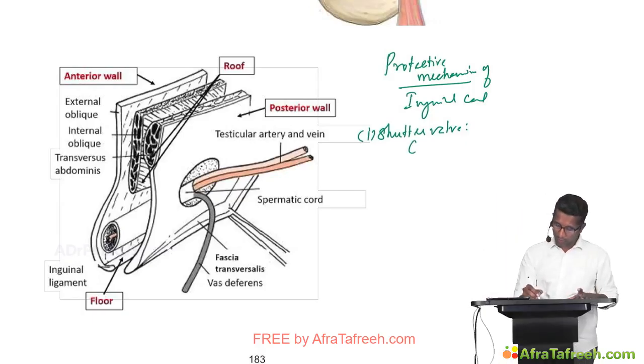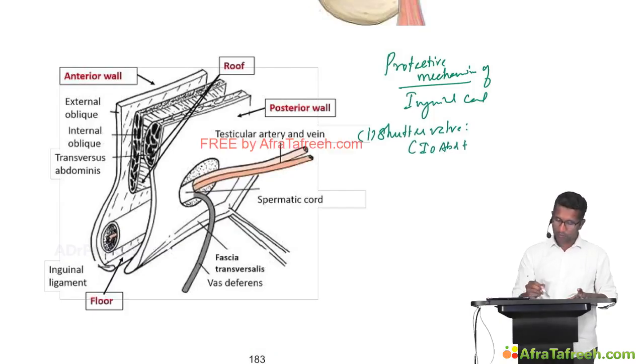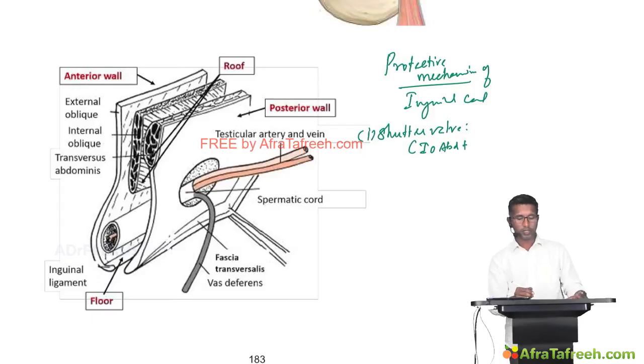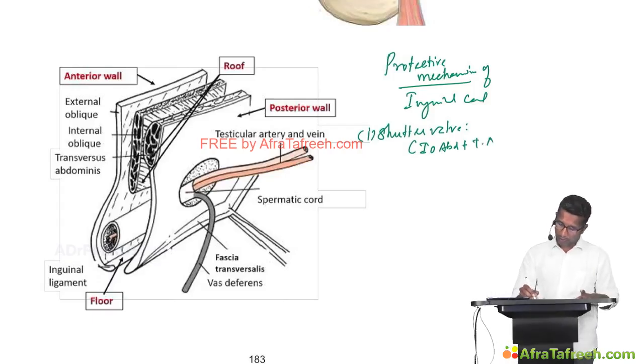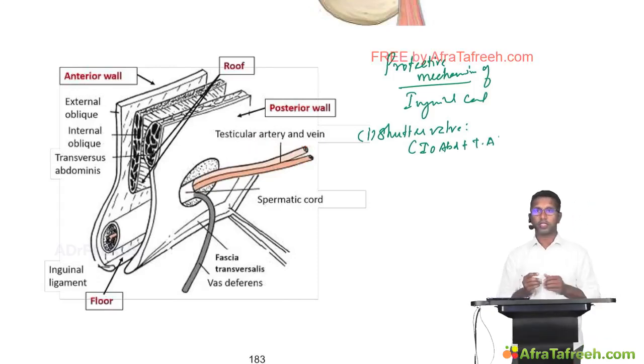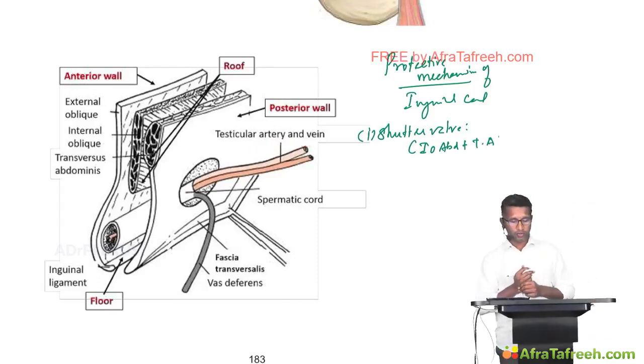Shutter valve mechanism is mainly produced by the internal oblique abdominis muscle, and it is also produced by the transverse abdominis muscle.